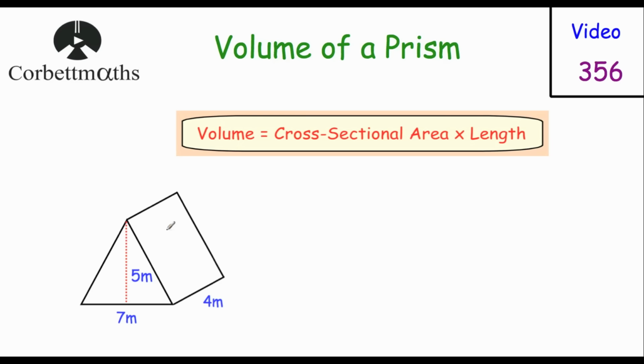So you get the area of that shape and you multiply it by how long it is. To find the volume of this triangular prism, we're going to find the area of the triangle at the front and then just multiply it by 4. So to do that, let's work out the area of the triangle. The area of a triangle is half the base times the height.